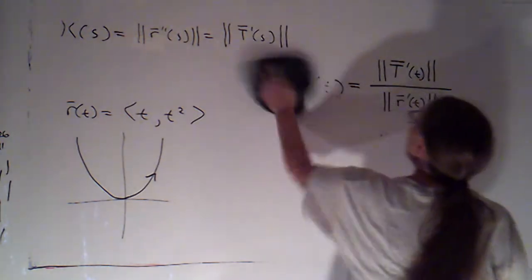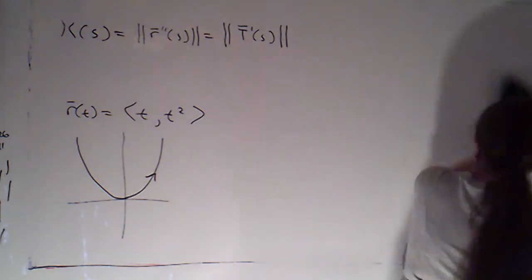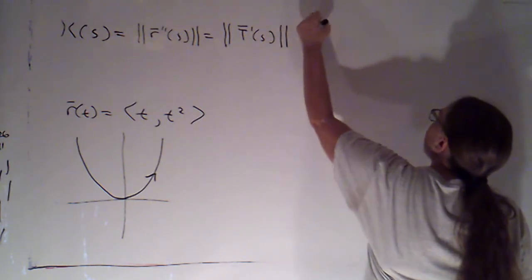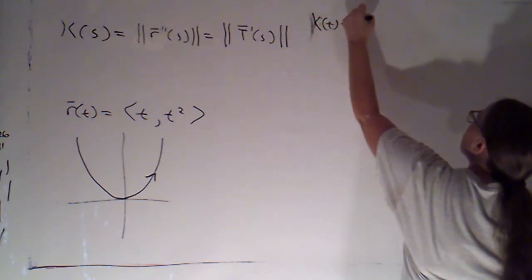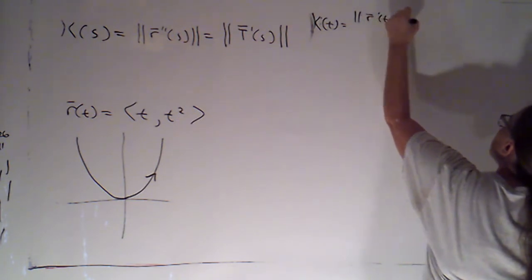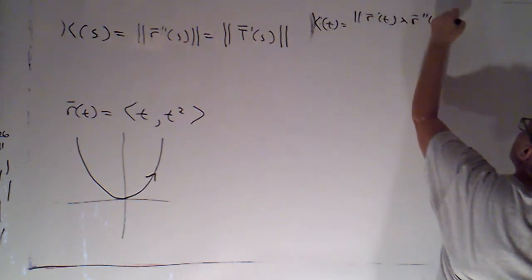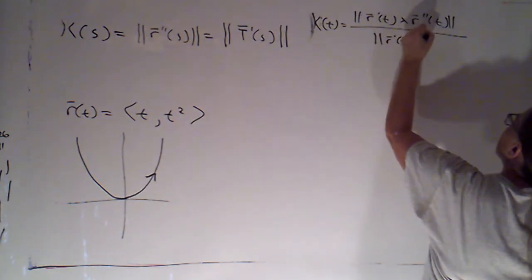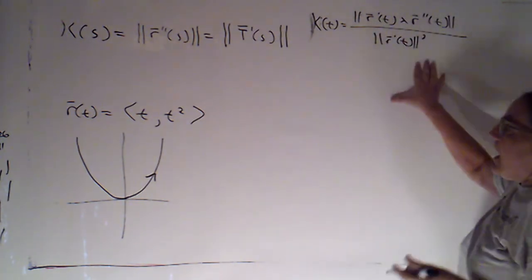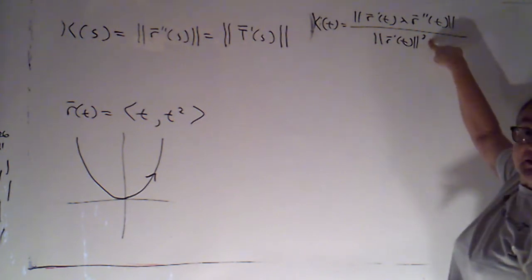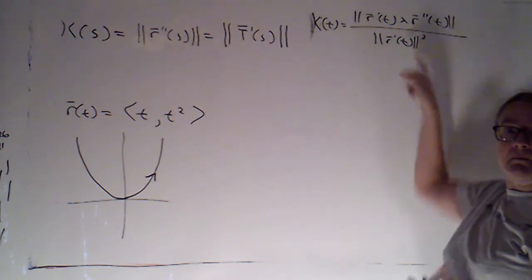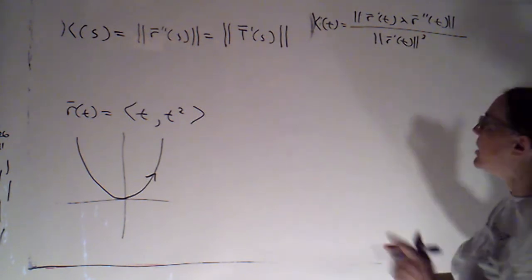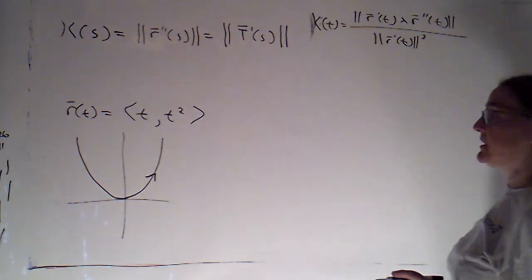Okay, what I'm going to do, let me just write that formula up here. Kappa of t is the magnitude of r prime of t crossed with r double prime of t over the magnitude of r prime of t cubed. Okay, and notice we're cubing the magnitude. We're of course not cubing r prime because you can't cube a vector. Interesting to ponder.